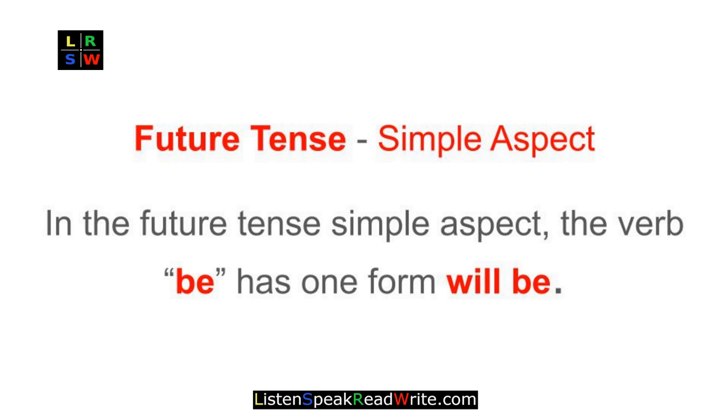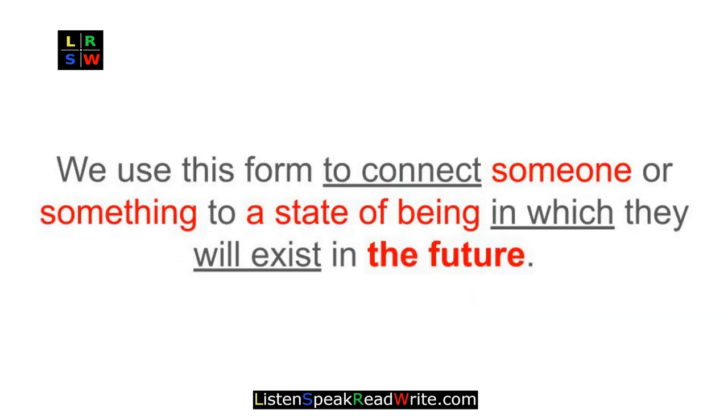Future tense simple aspect. In the future tense simple aspect, the verb be has one form, will be. We use this form to connect someone or something to a state of being in which they will exist in the future.